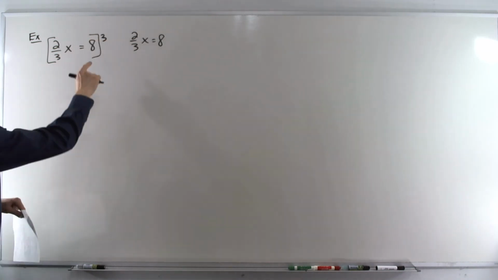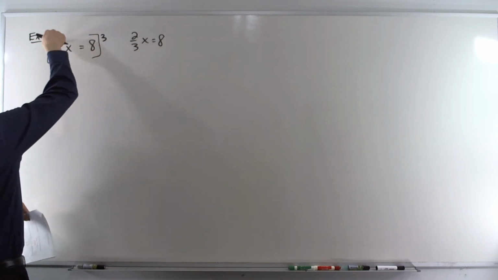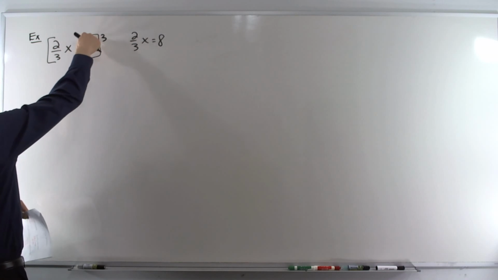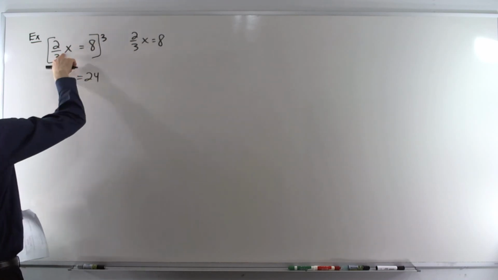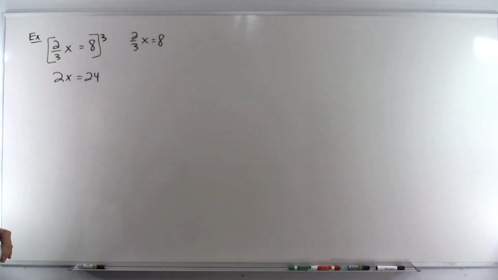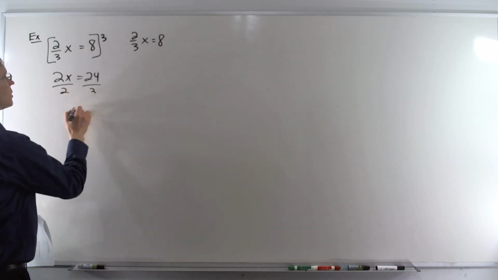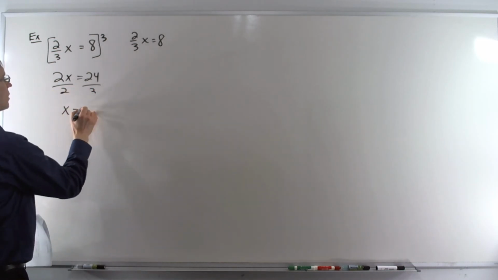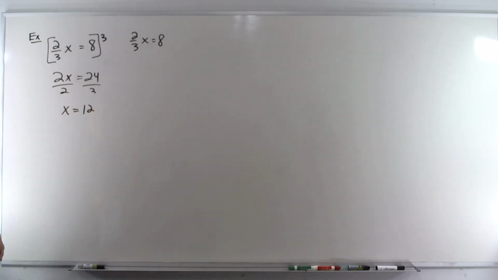So we'll distribute 3 into here. You've got two different terms, one on this side, one on this side. So we'll go 3 times 8 on this side. We get 24, and then 3 times 2/3, the 3's cancel. We have 2x. Divide both sides by 2. And x equals 12.